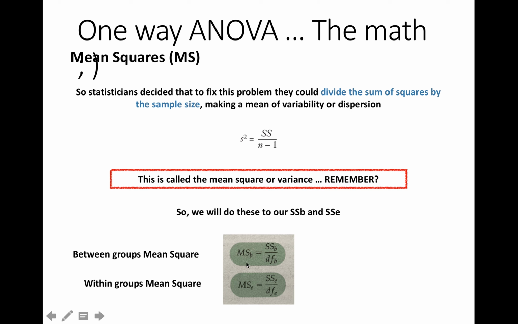And how do you do this? To get our between groups mean square, we will divide the between groups sum of squares by the degrees of freedom of our between groups. And to get our within groups mean square, we will divide our within groups sum of squares by the degrees of freedom of the within groups.